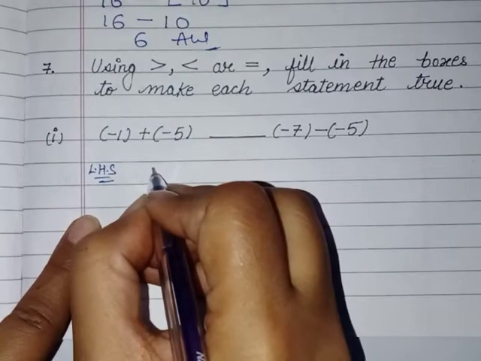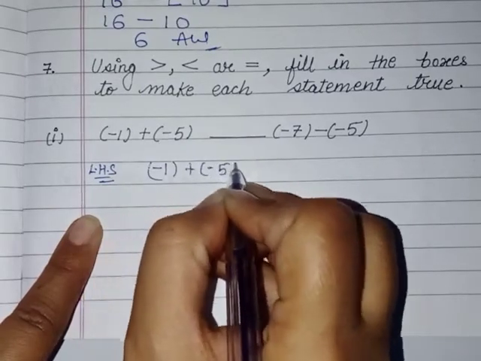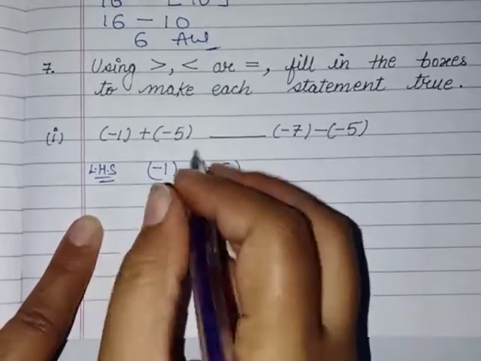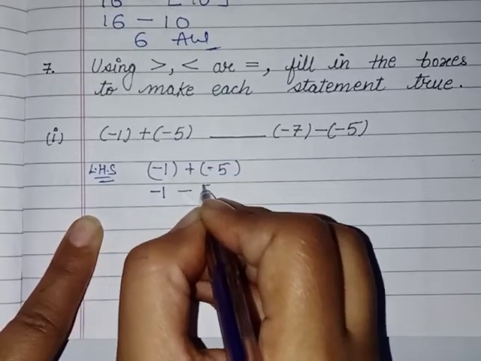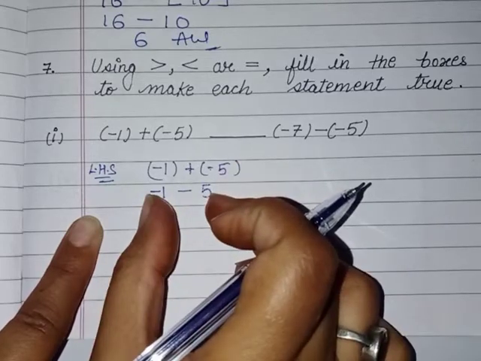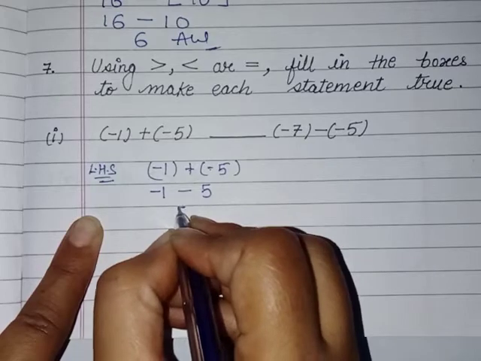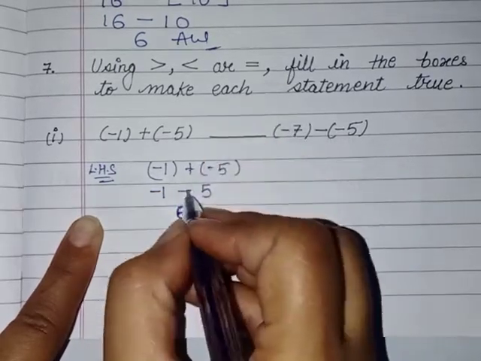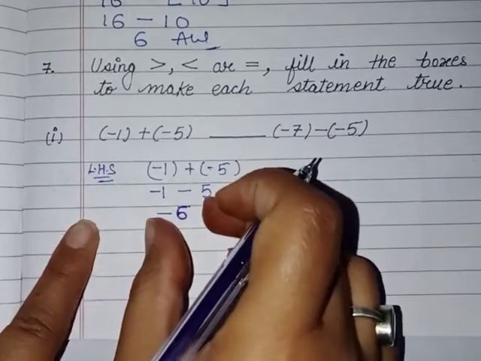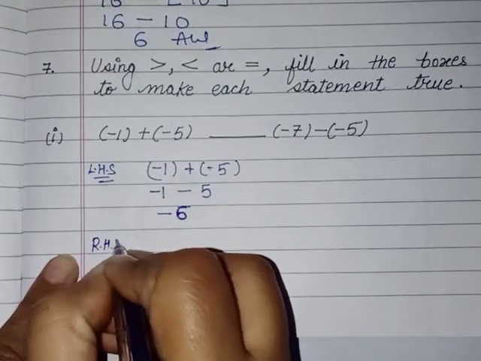Solve the left hand side. -1 plus -5. This is the left hand side. Open the bracket first. -1 plus minus -5. Both are of same sign, so values will be added. Add करते हैं 1 plus 5 6, and value will be of greater numeral, which is minus. So this is -6. Now right hand side, let's calculate.